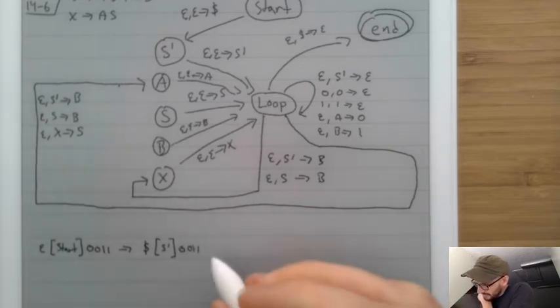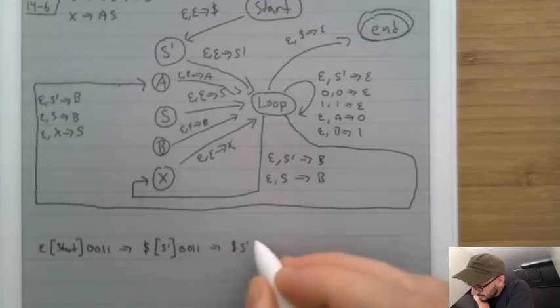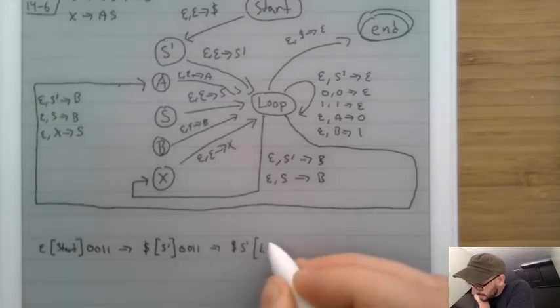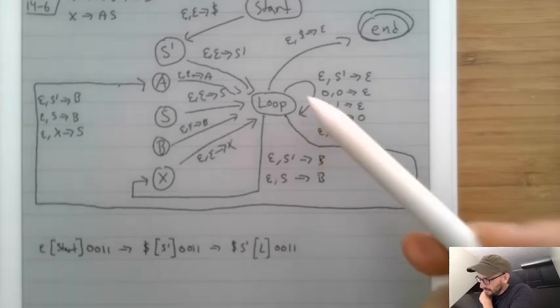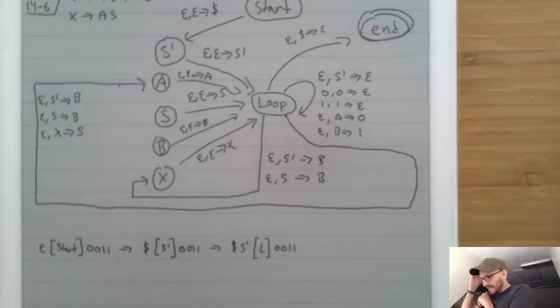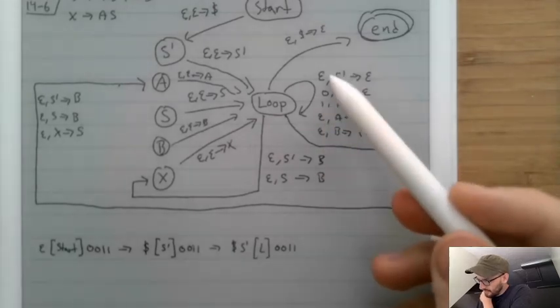Well, the S prime state, what it does is it pushes on an S prime. So we have $, S prime, and now we're in the loop state, which I'll just write as L, so it takes up less space. Then we have 0, 0, 1, 1. Now we're in the loop state right here, and we see that the top of the stack contains an S prime. Let's look at all of the rules.